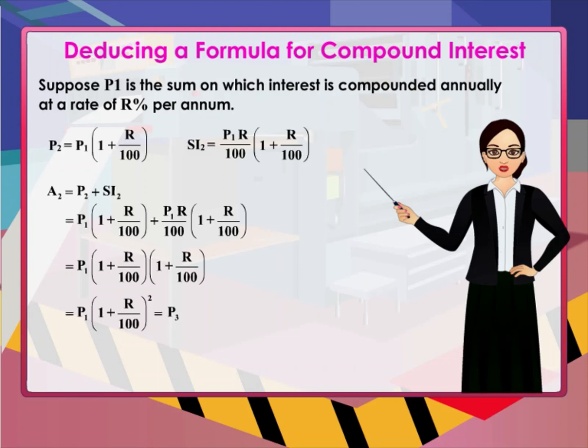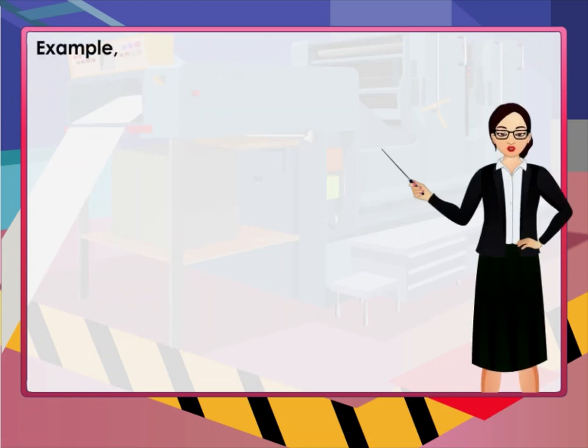Proceeding in this way, the amount at the end of n years will be An is equal to P1 into 1 plus R by 100 the whole power n, or we can say A is equal to P1 into 1 plus R by 100 the whole power n. Using this formula, you can find the compound interest in a shorter way. Now we calculate compound interest by using the formula.